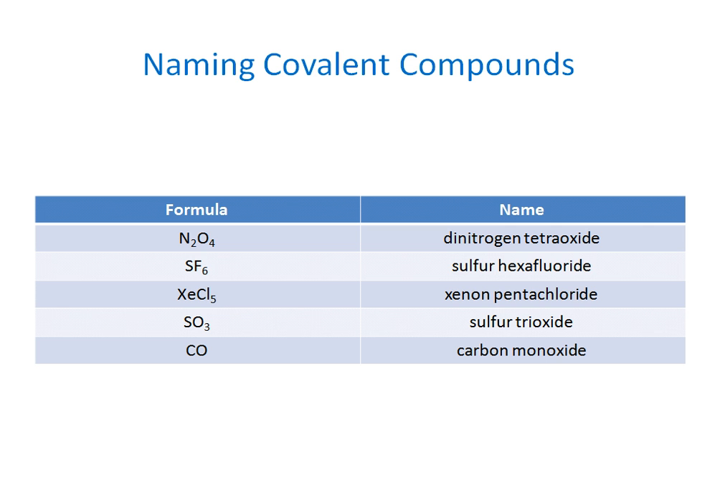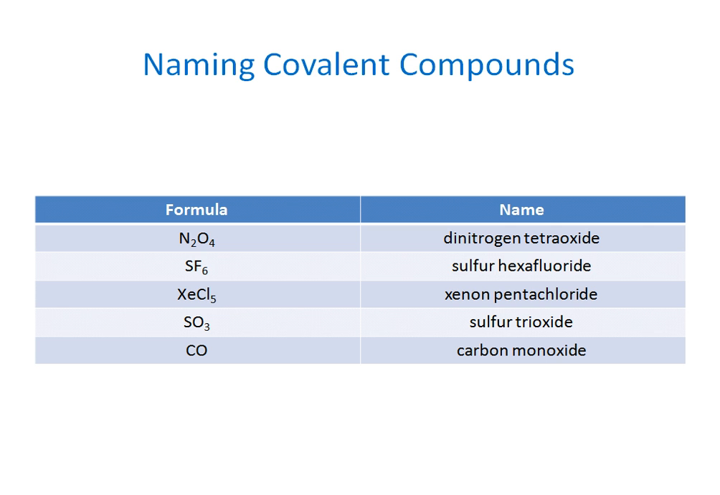Naming covalent bonds. N2O4 would be called dinitrogen tetraoxide because it has two nitrogens and four oxides. SF6 would be called sulfur hexafluoride because it has one sulfur and six fluorides. XeCl5 would be called xenon pentachloride because it has one xenon and five chlorides. SO3, sulfur trioxide, because it has one sulfur and three oxides. And lastly, CO would be called carbon monoxide. It has one carbon and one oxide.